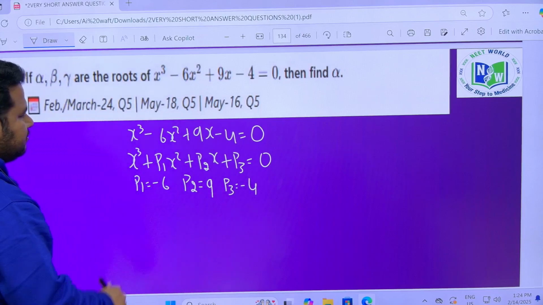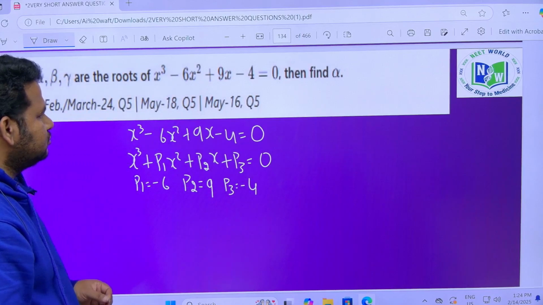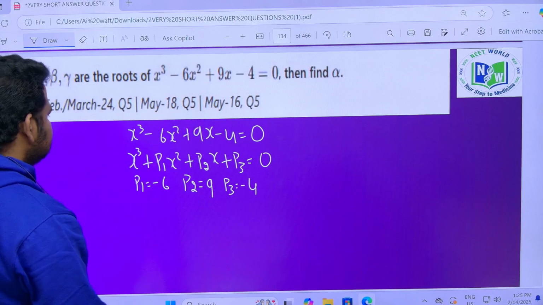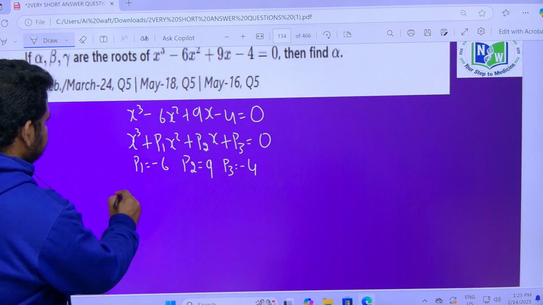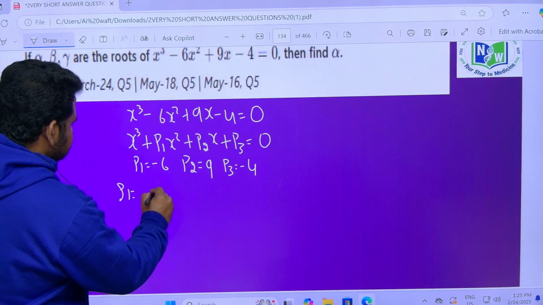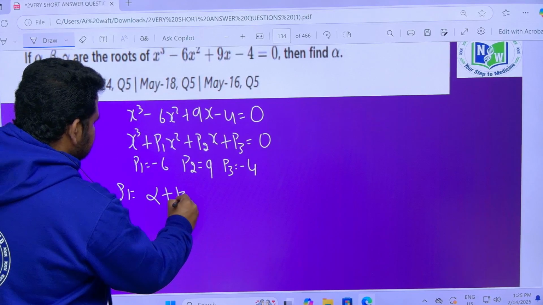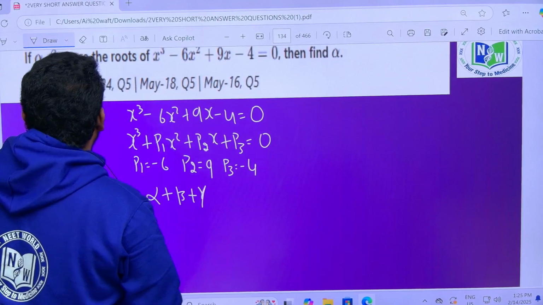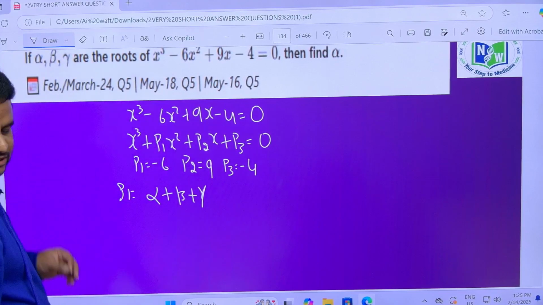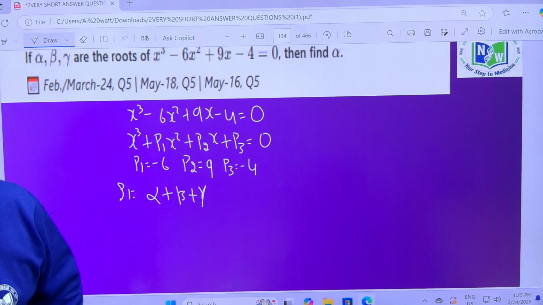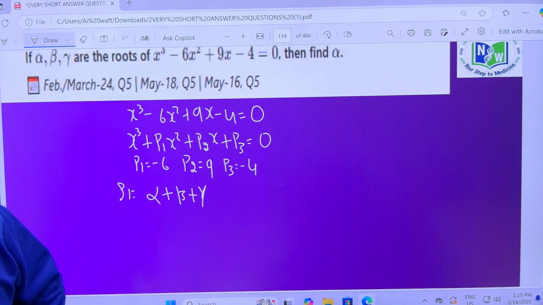So what will happen on solving? What should we do? They are asking us to find alpha. So first, if we take S1, that is the sum alpha plus beta plus gamma. Let us check if the question is correct or wrong, or if there is any modification.